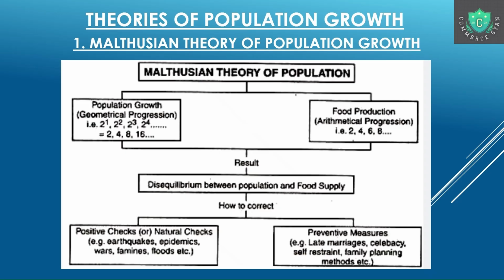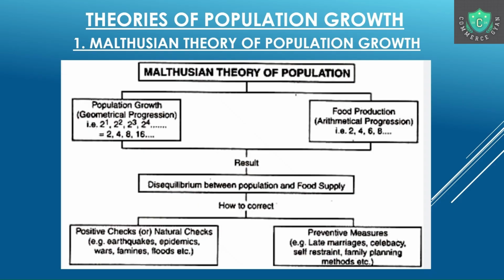Then we have preventive measures, where we, as human beings, can adopt certain measures so that the population does not grow in the proportion which is unwanted. What you can do: late marriages, celibacy, self restraint, family planning methods, etc. So, this is the Malthusian theory of population, where population growth and food production are compared and the progression is different, and that's why the result becomes disequilibrium between population and food supply.